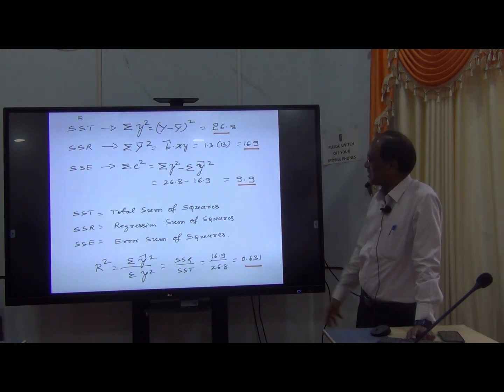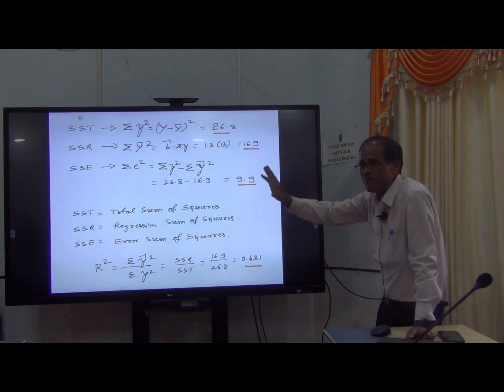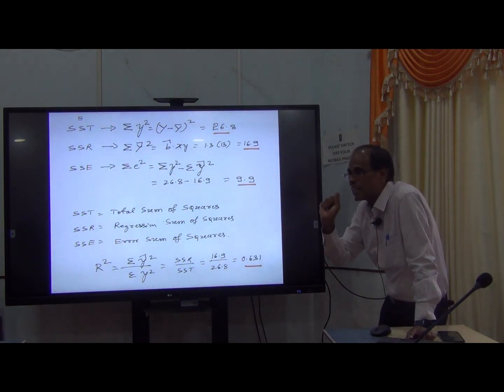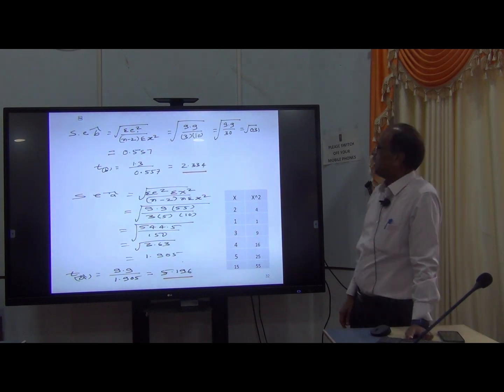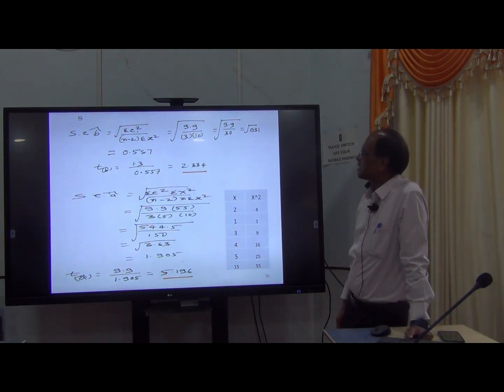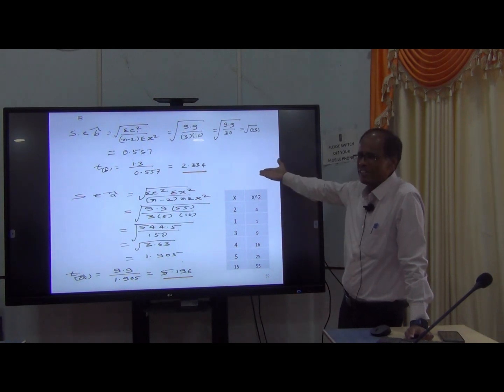And this is the goodness of fit, and the r square value. Of course, the focus is on regression, so I am skipping it. I'm focusing only on the t-test here. Standard error of the estimated b value is equal to the root of sum of error square over n minus 2 into sum of x square.